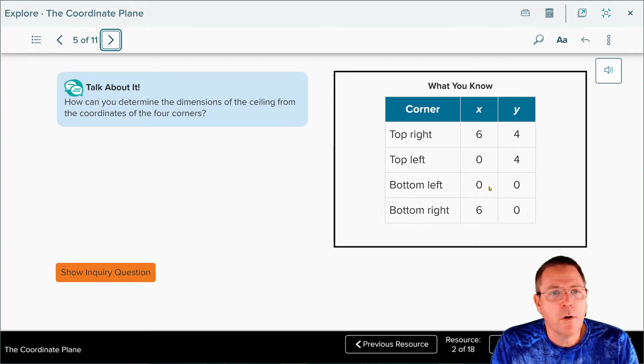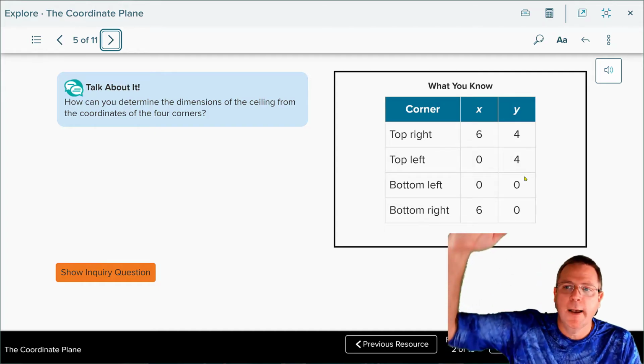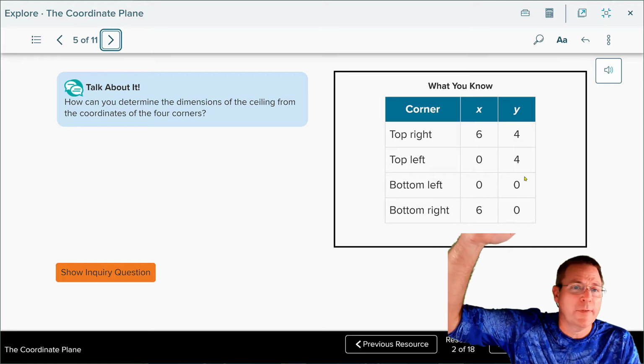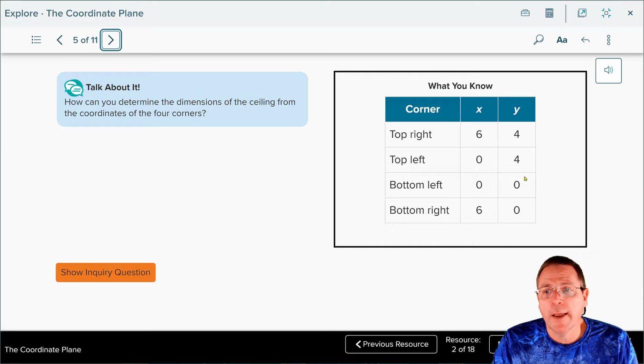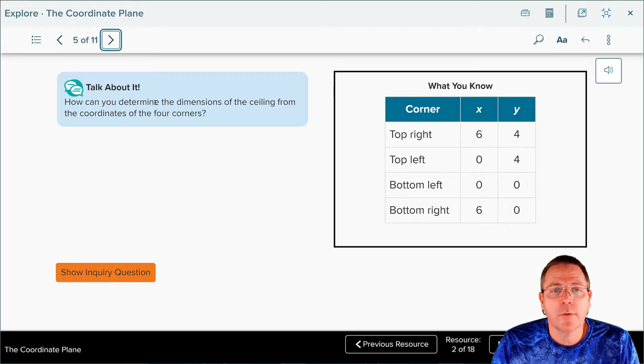Now we have a little talk about it that says, how could we determine the dimensions of the ceiling from the coordinates of the four corners? Well, it went from 0 to 6, going side to side, so it has a 6-foot width, and a height of 0 to 4. I think it was actually meters they gave us. To find the area of that, we could multiply 6 times 4, because area equals length times width, or base times height. And then you get the area of the ceiling along with its final dimensions.